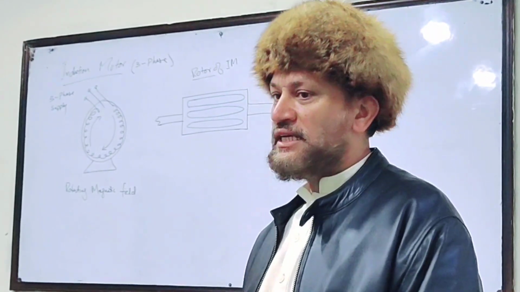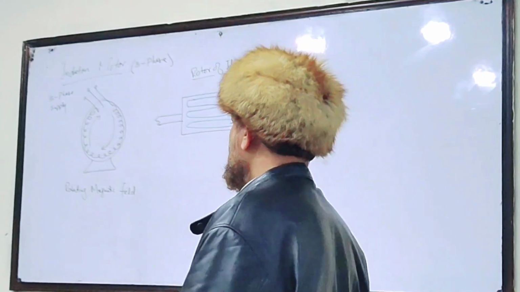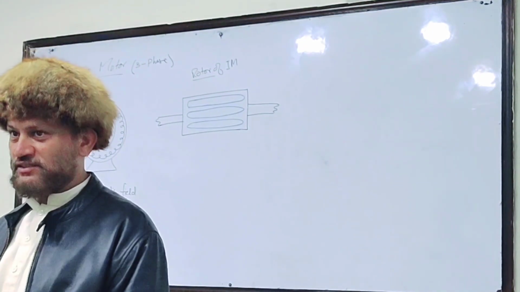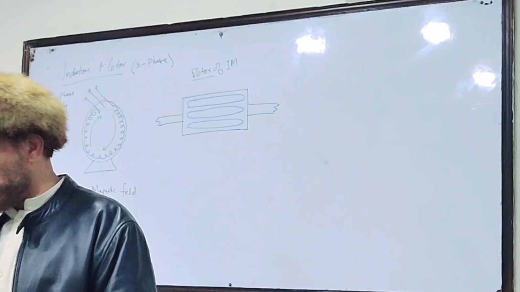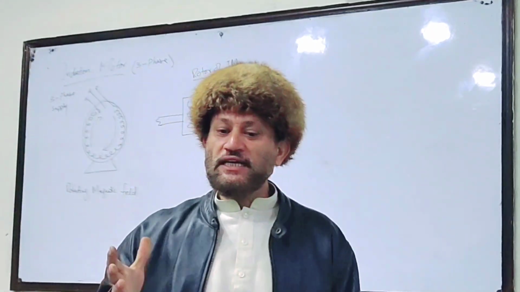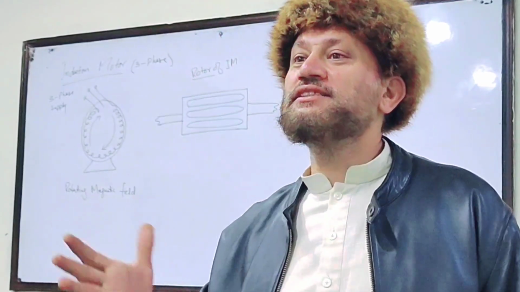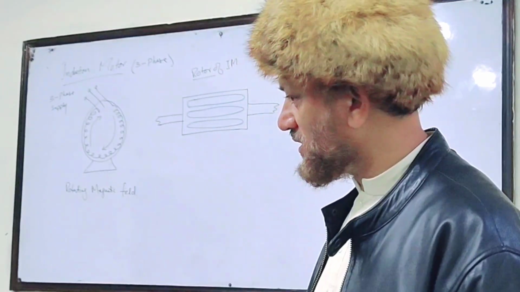And by the way, this type of rotor is called squirrel cage rotor. Squirrel cage rotor. इसमें आप लोगों को, अगर आप जब रोटर को देखेंगे तो आपको बार्स नजर नहीं आएंगे. Understand my point?